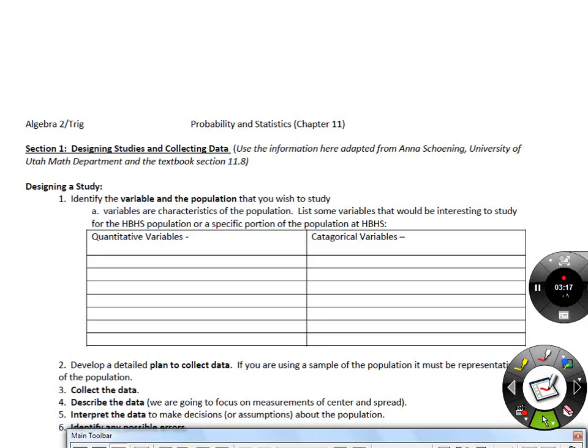Then you collect the data, okay? Then you describe the data. So when you describe data, people find it useful to know measures of center and measures of spread. When I pass back your guys' test, what's the first question you always ask me?